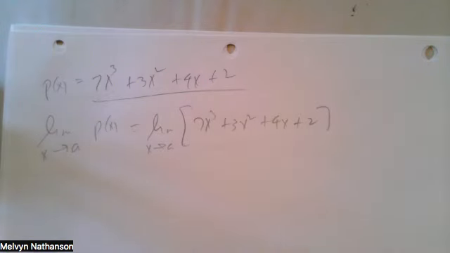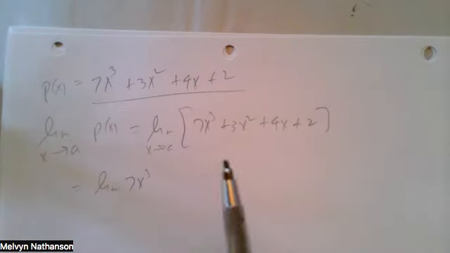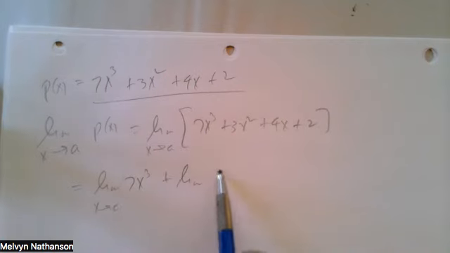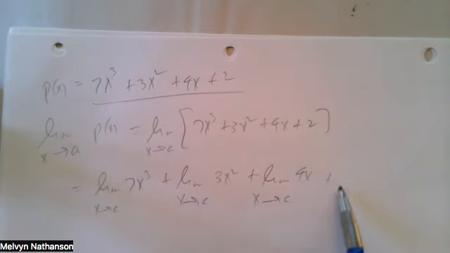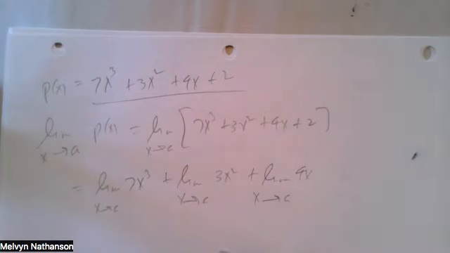But the limit of a sum is the sum of the limits. So that's the limit of 7x cubed as x approaches a, plus the limit of 3x squared as x approaches a, plus the limit of 4x as x approaches a, plus the limit of the constant function 2 as x approaches a. Or maybe I'll just follow the text in this regard. The limit of 7x cubed, 3x squared, and the linear function 4x plus 2.